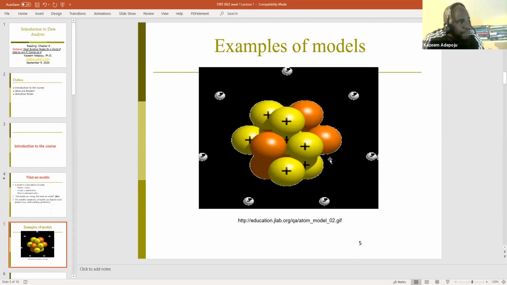Can you guys confirm, has anyone seen something like this before? Have you guys heard about the atom in physics or chemistry? Has anybody heard about that? I have. Oh, thank you so much.